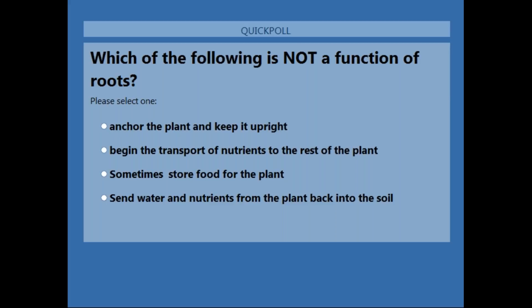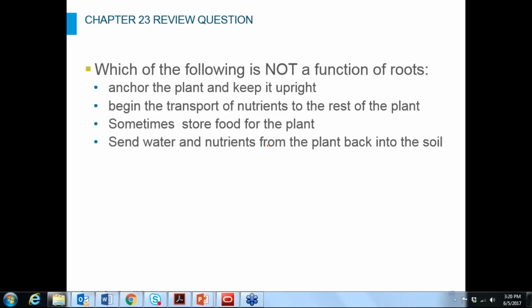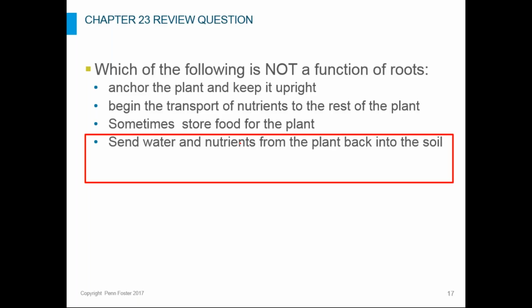Awesome, 100%. Thanks again for that. All right, and 100% of you got the right answer. Give yourself a round of applause. So the first 3, anchor the plant, keep it upright, begin transporting nutrients, sometimes storing food, those are all things that roots do. And the last one, sending water and nutrients from the plant back into the soil, is not it. The roots do the opposite. They take the water and nutrients from the soil and use it in the plant. All right, so good job on that one.